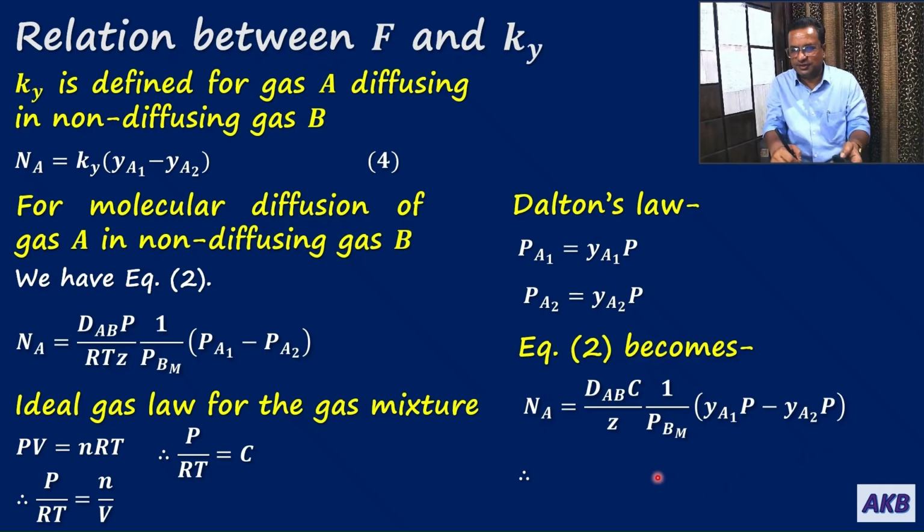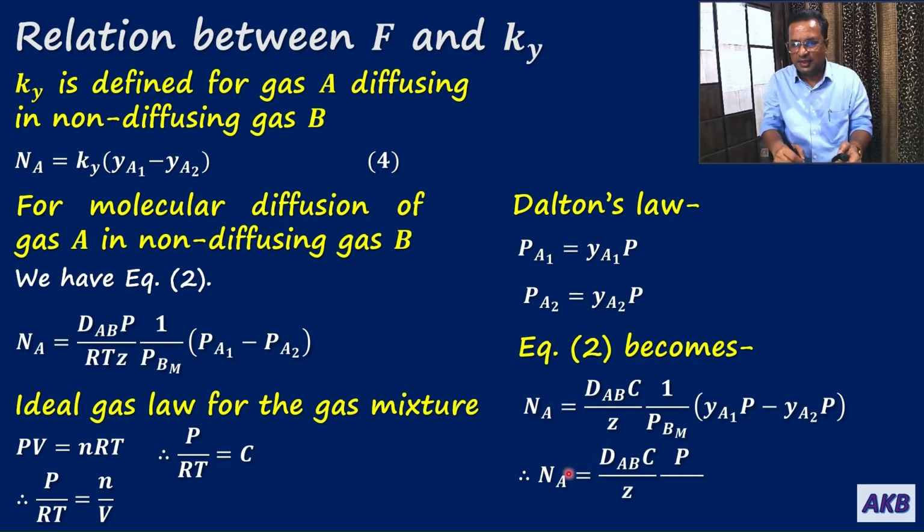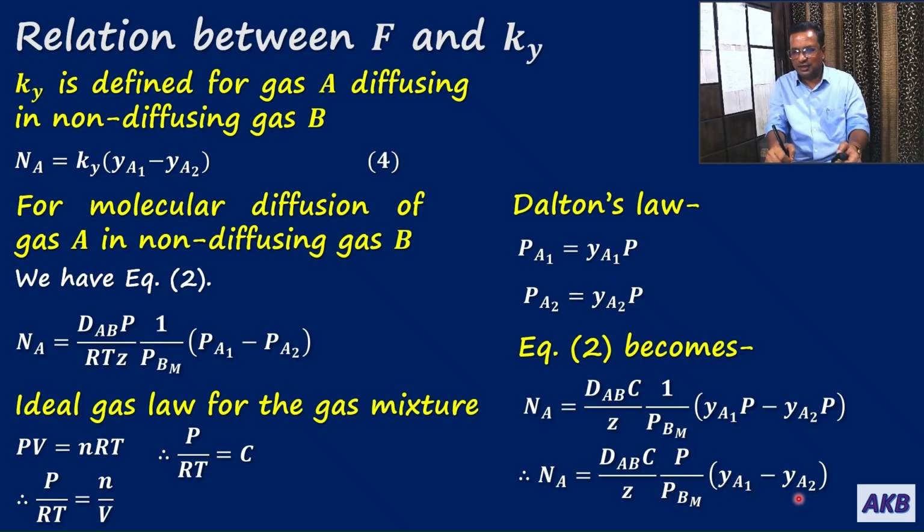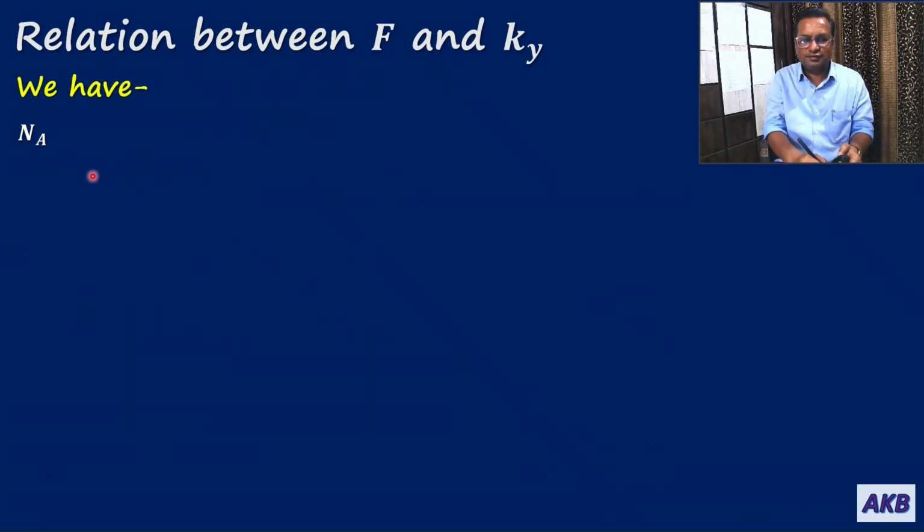Let us continue with this. So that is Na is equal to DAB into C upon Z, P is taken common. So it will be DABC upon Z into P upon PBM into Ya1 minus Ya2. Let us continue with this equation. So we have the defining equation for Ky, Na is equal to Ky into Ya1 minus Ya2, that is equation number 4.